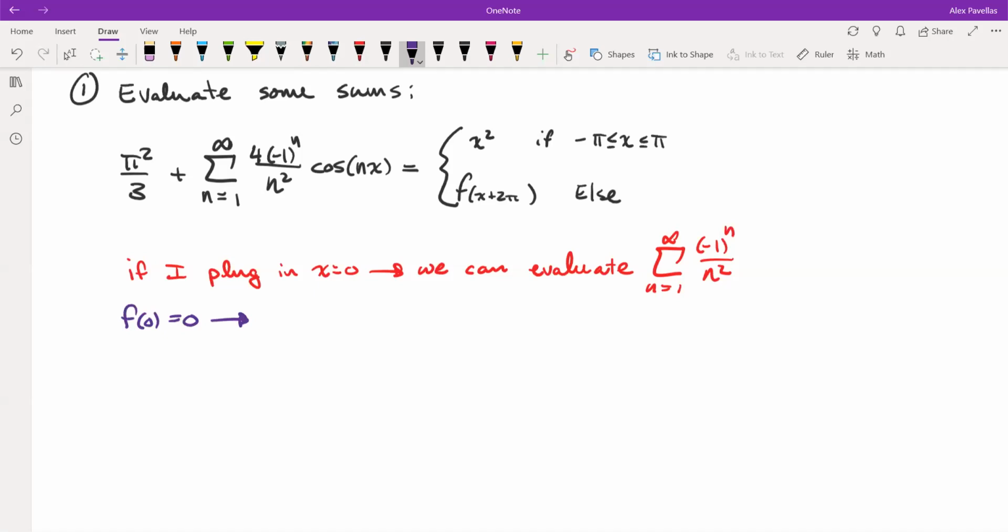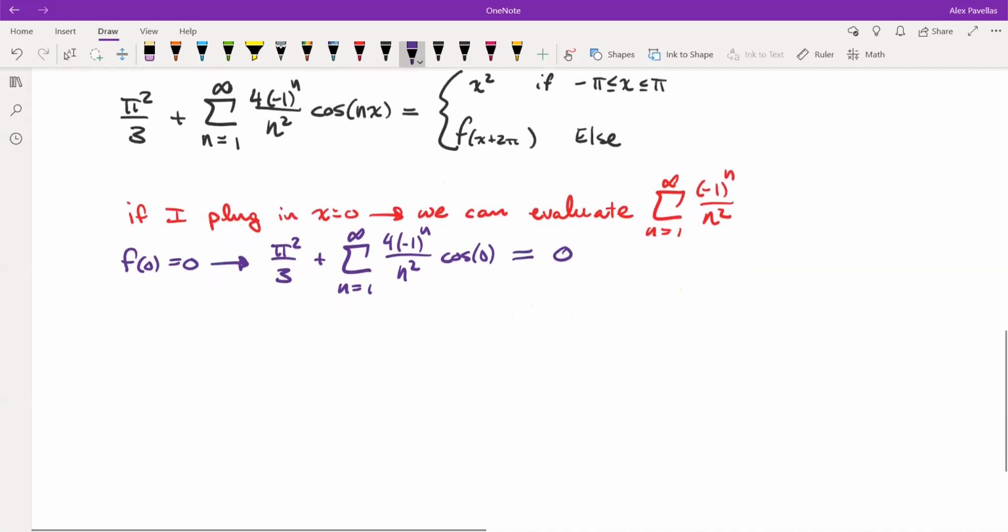So we get that if I plug in x equals 0, and the cosine of 0 is just 1, by the way, then we get pi squared over 3 plus the sum as n goes from 1 to infinity of 4 times negative 1 to the n over n squared times the cosine of 0. That is supposed to be equal to 0, right? Because when I plug in x equals 0, the function's equal to 0. And if the sum is in fact the same thing as the function, well, then, yeah, this should be true.